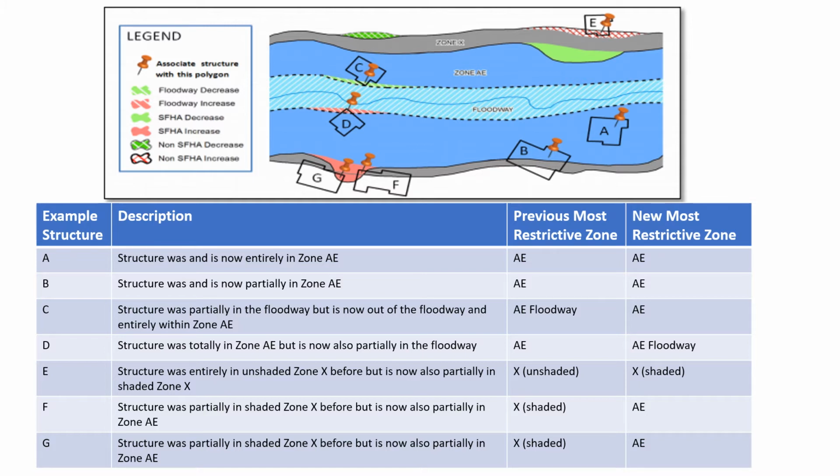Structure E was previously located in unshaded Zone X. Now it is located partially in shaded Zone X, or the 0.2% chance. Structure F was previously located partially in shaded Zone X, or the 0.2% chance. Now it is located partially in Zone AE. Structure G was previously located partially in a shaded Zone X, or 0.2% chance. Now it is located partially in Zone AE.